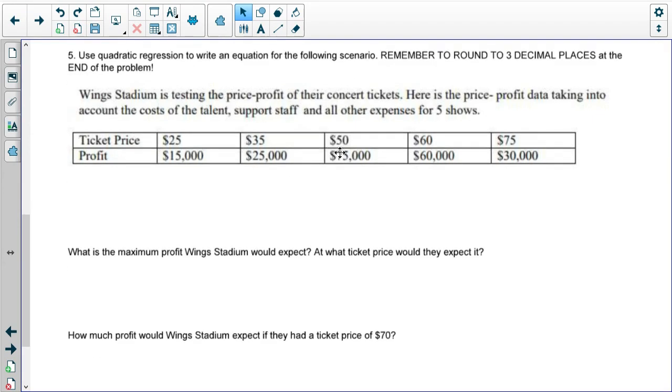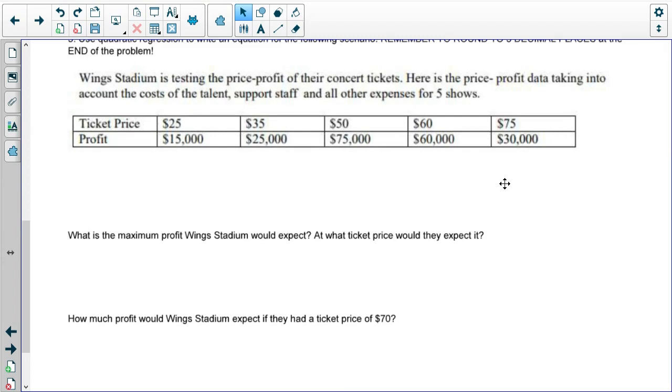So, Wing Stadium is testing the amount of profit they get depending on the price that they set tickets at. So here's what we got. $25 tickets gives you $15,000 in revenue or profit. $35 tickets increase your profit. But notice that when they have $75 tickets, not as many people are coming and they don't make as much profit. So this is kind of an important question for businesses. What do I set prices at in order to make the most profit? So what is the maximum profit Wing Stadium would expect and at what ticket price? And then how much profit would they expect if they had a ticket price of $70?